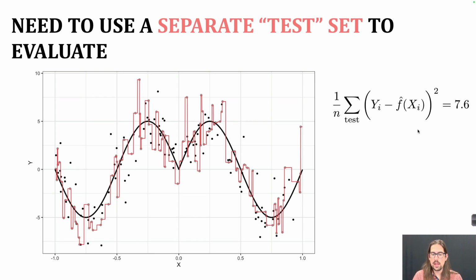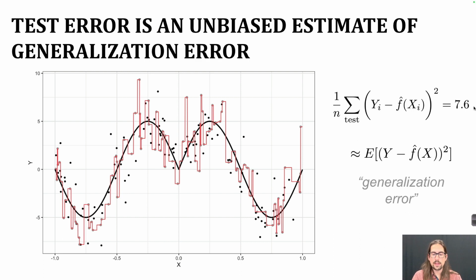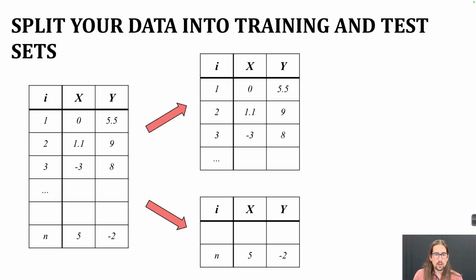We need to use a different sample of the data that was not used to fit the model to compute the mean squared error. And that's going to be a good estimate of the generalization error, or quote unquote population error, which is the error that we would get if we took this model and applied it to the entire population and compared the predictions on the entire population to the outcomes on the entire population, not just in the sample that we got.